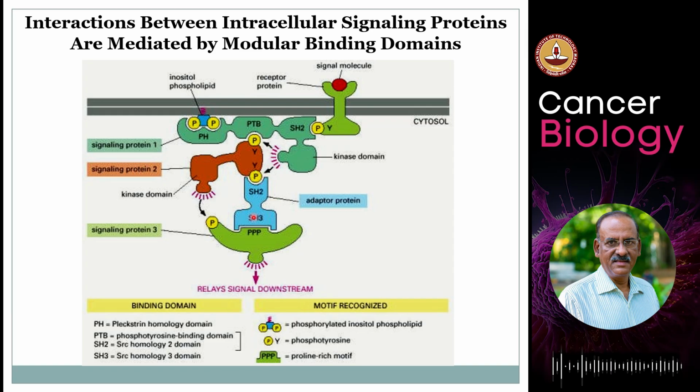Then the adapter proteins, again some of the adapter proteins, they can connect to another signaling protein, for example, then the signal is relayed downstream. So this is how signaling takes place. This is a very important thing.